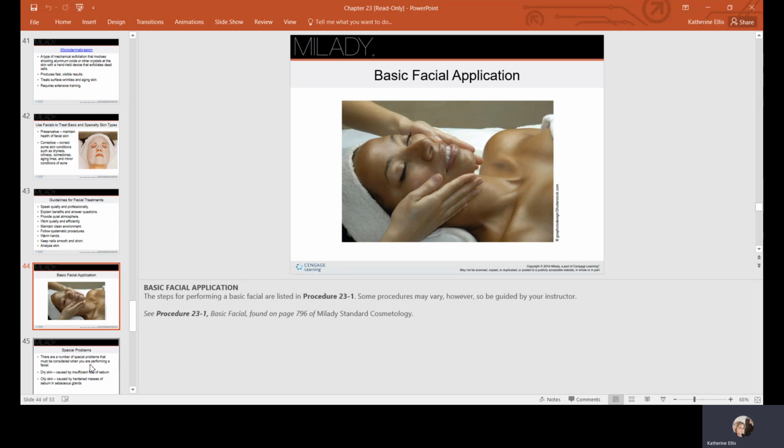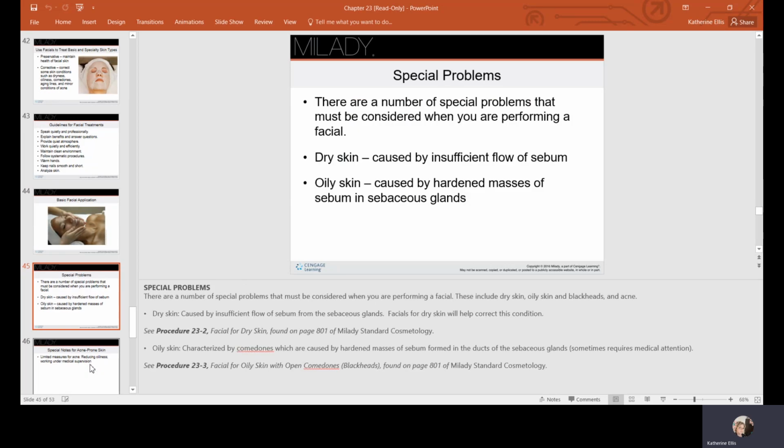So a basic facial application, this procedure is listed in your book, and we did go over it in the lab, which is pretty much cleansing, toning, massaging, and moisturizing. You can use a physical exfoliant in a basic facial if you choose to. But things like peels or enzyme peels or electrotherapy treatment, those are all upcharges. So you need to add those to your price.